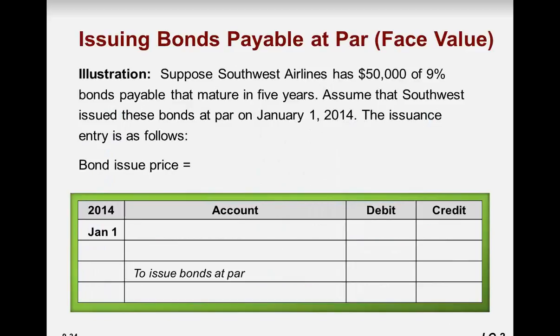So we'll look at a couple examples here. If Southwest Airlines has $50,000 of 9% bonds payable that mature in 5 years, we're going to assume that these bonds were issued on January 1st, and they issued them at par. If we issue at par, we record them simply at face value. We got $50,000 cash and $50,000 bonds payable. We will pay them back. We will pay interest at 9% on $50,000 every year, and then we will pay them back the $50,000.